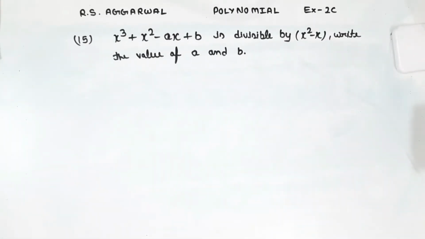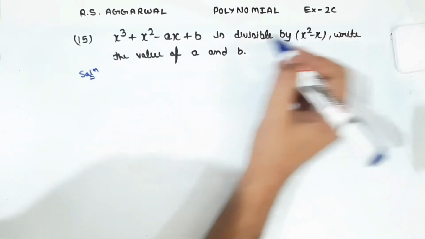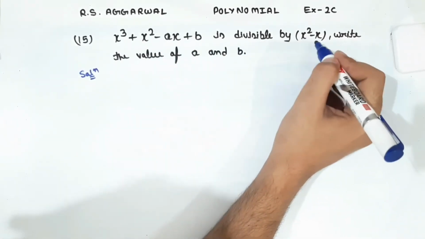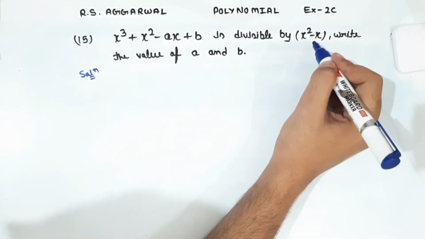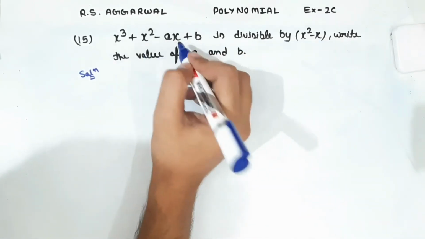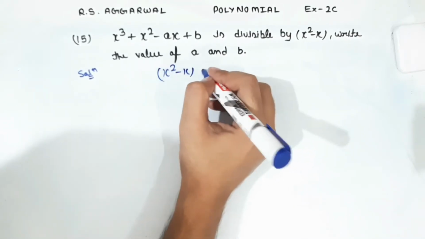R.S. Agrawal, chapter polynomial, exercise 2C, question number 15. In question number 15, we have given x cube plus x square minus ax plus b is divisible by x square minus x. Write the value of a and b. So in this problem, we have given that this polynomial is completely divisible by x square minus x. So x square minus x will be a factor of this polynomial.